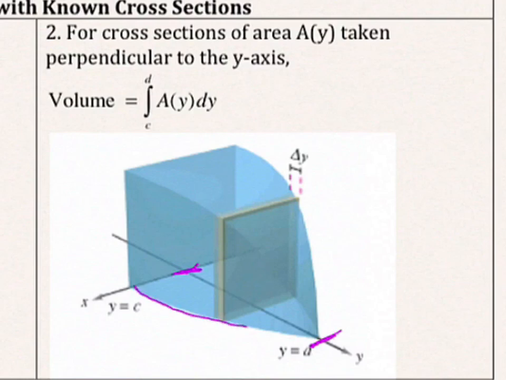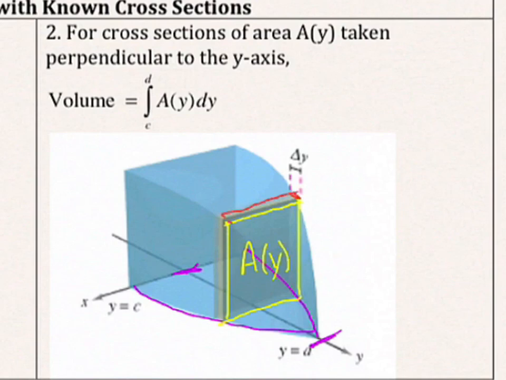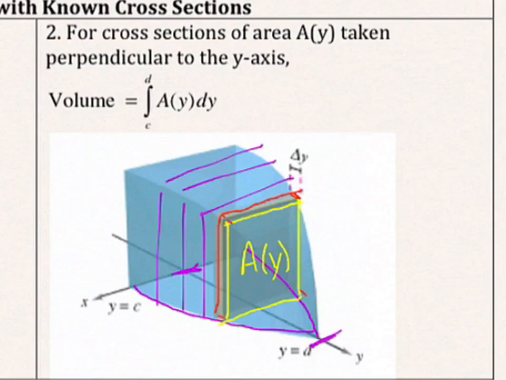Notice we still have the same base shape here, but now our cross sections are taken perpendicular to the y-axis. Okay, and so A(y) now becomes the area of this shape right here. And then the width of these cross sections is now delta y. So you can see we're getting little shapes right here. And then we get a volume for that little slice. If we took all the cross sections here, we could actually find the volume of this entire figure.